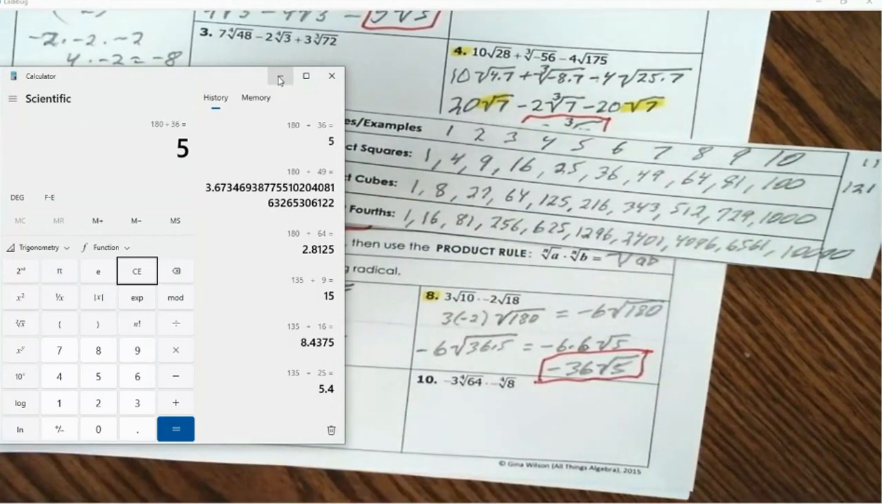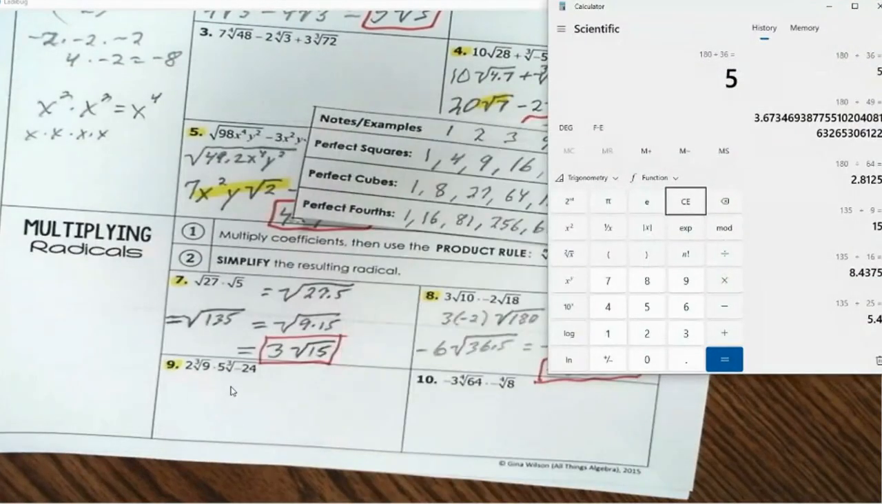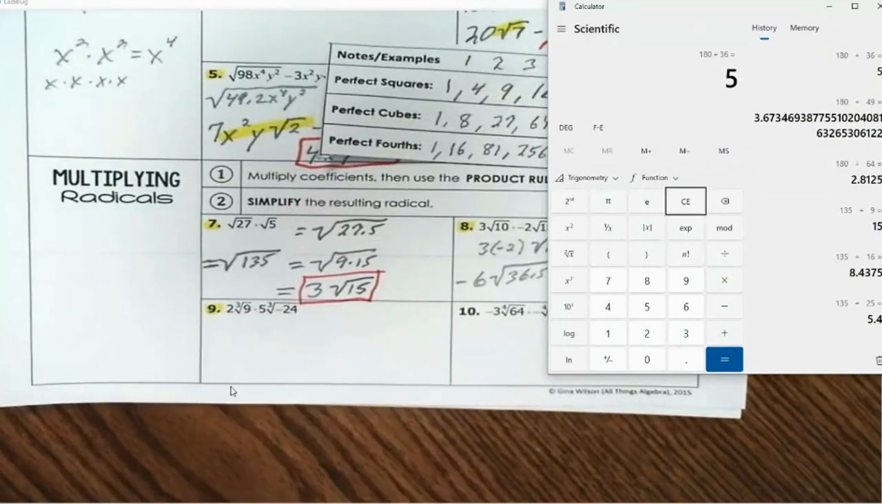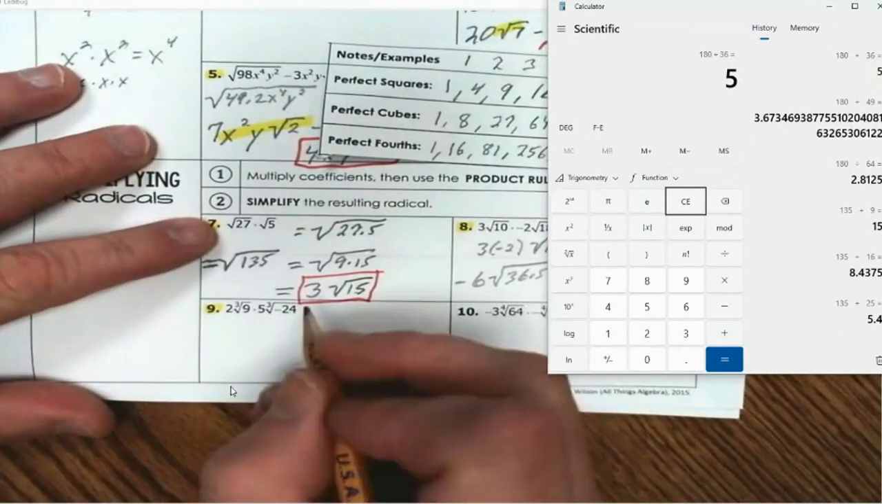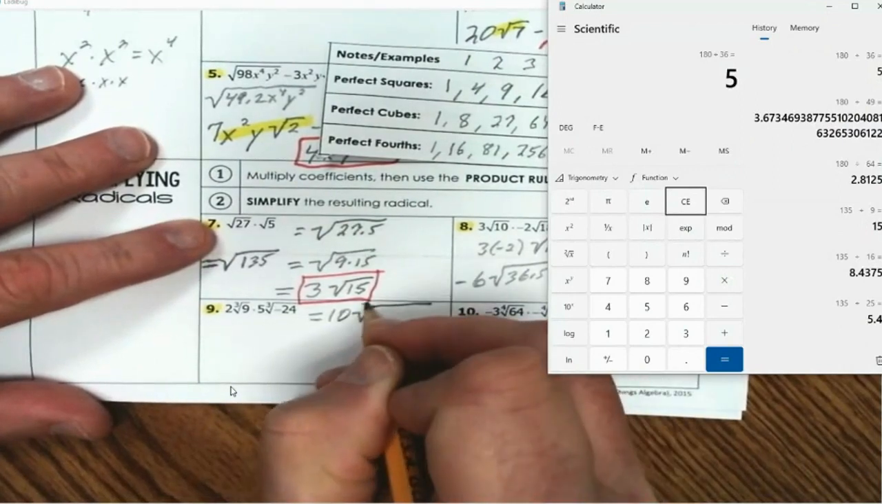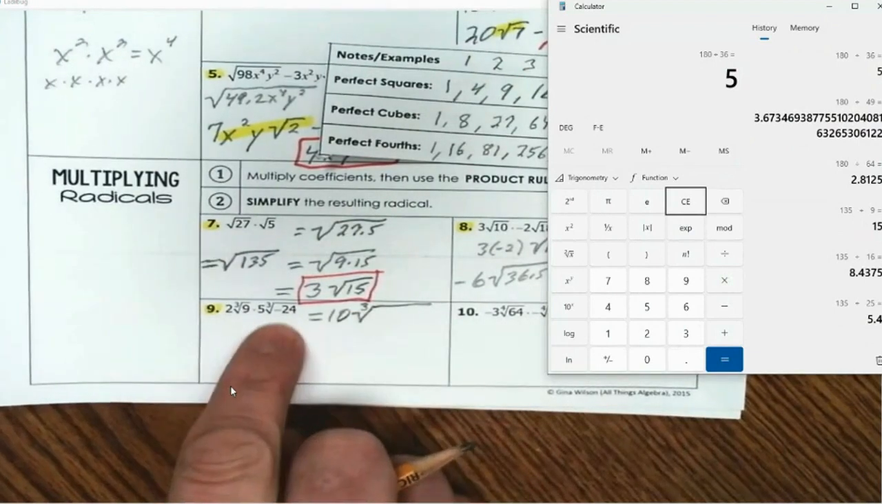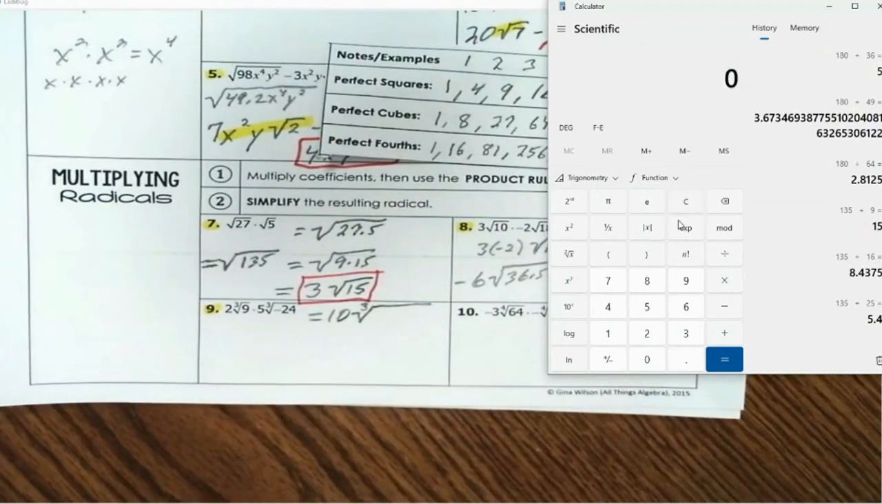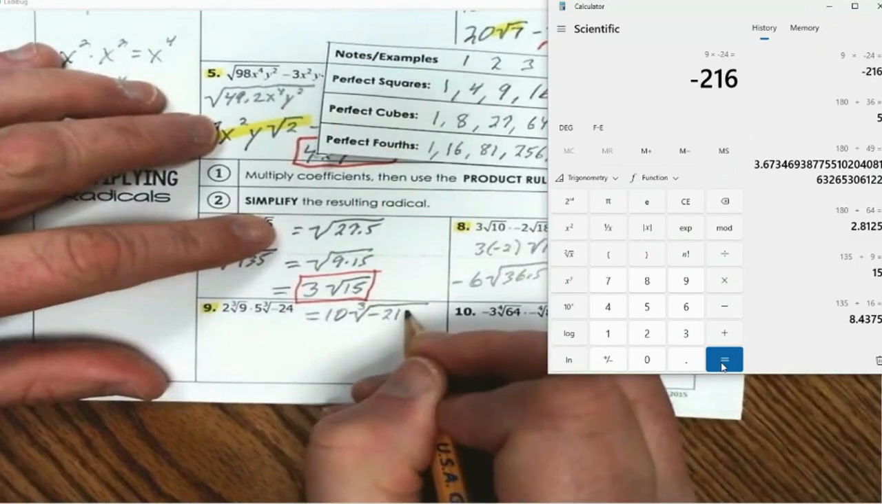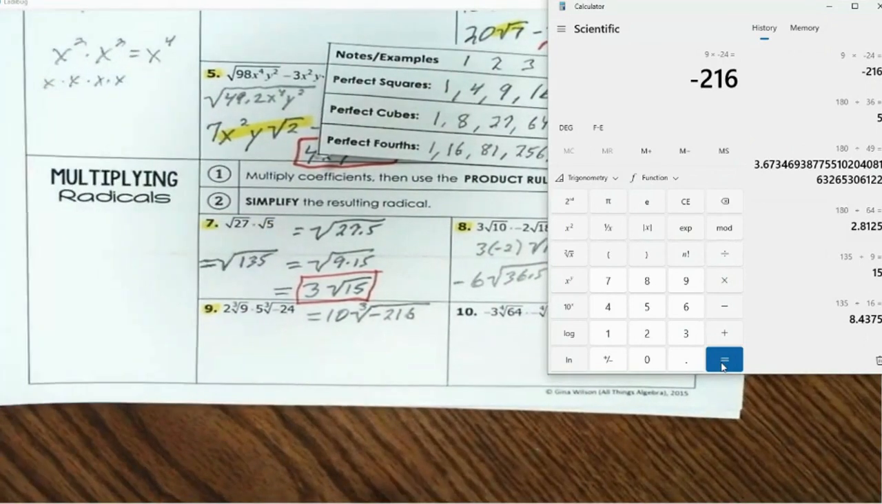All right, one more. And this last one we're going to do over here is with cubes. All right, so cubes. 2 cube roots of 9 times 5 cube roots of negative 24. So let's multiply them together. So 2 times 5 is 10. And then the cube root, 9 times negative 24. Well, let's put that in our calculator. 9 times negative 24. That's negative 216.